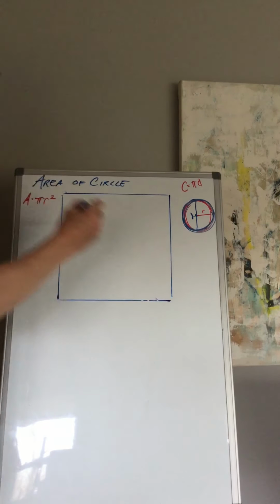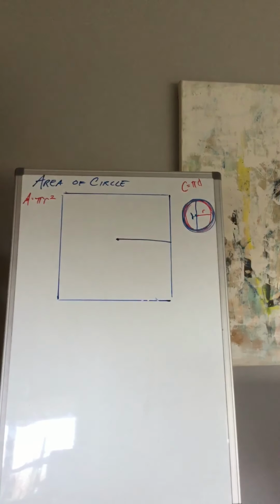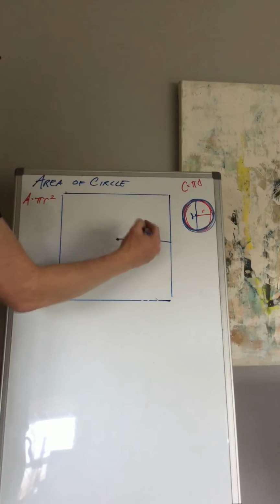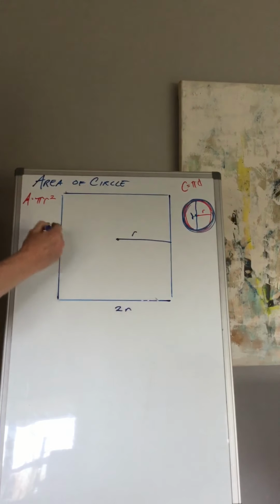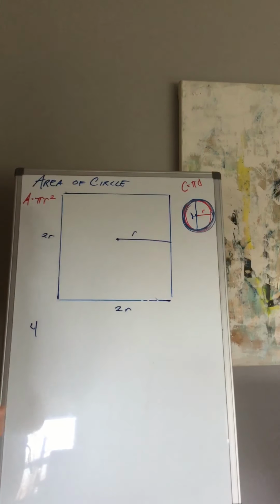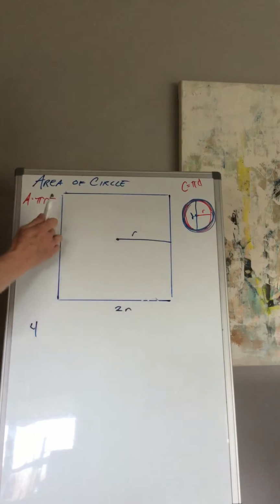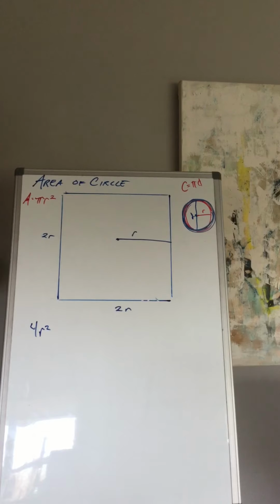So a square, let's say we have that length. And let's refer to that as the radius. You'll see why in a second. So this would be 2 radiuses for this length and 2 radiuses for this length. So for the area of this square, it would be 2 times 2, which is 4, and r times r, which is r squared. So this whole area of this square is 4r squared.